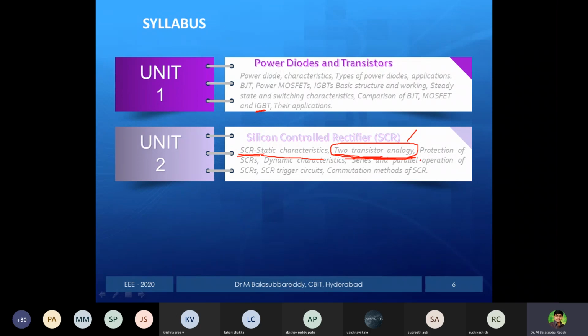Now, after that, some protection of SCRs. Any circuit, controller or equipment needs protection, even a motor. You can see our machine lab: what is the protection for motors in our machine lab? Anybody? Maybe you have completed Machines 1 or Machines 2. What protection are we using for machines?